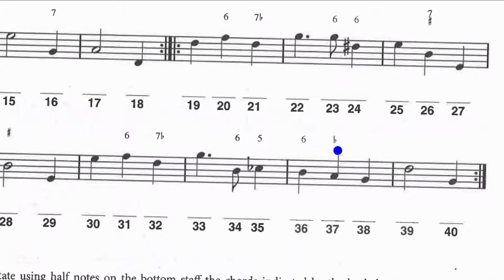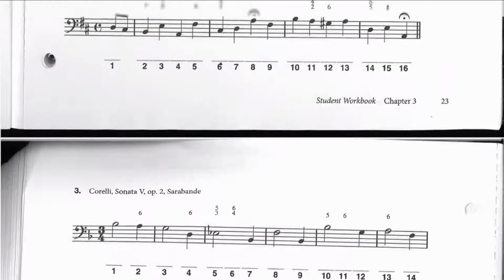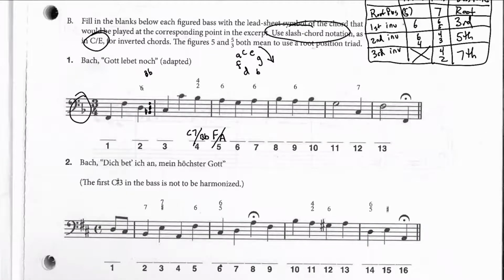If there's an accidental by itself, it refers to the interval of a third above the bass. But I'm getting ahead of myself. Let's go back. These numbers, listen to this. Memorize this sentence. This is going to come up again and again. These numbers refer to intervals above the bass.